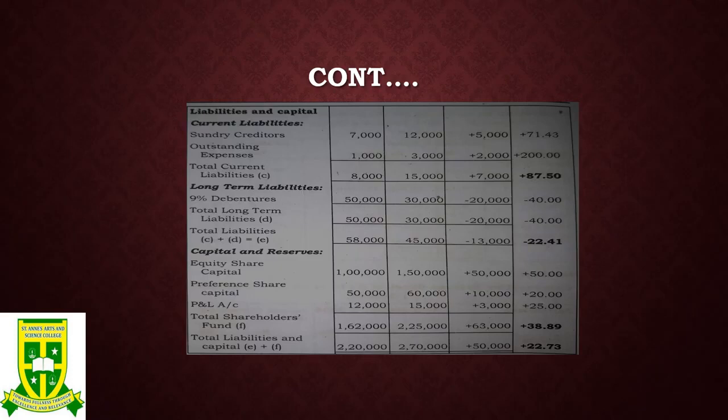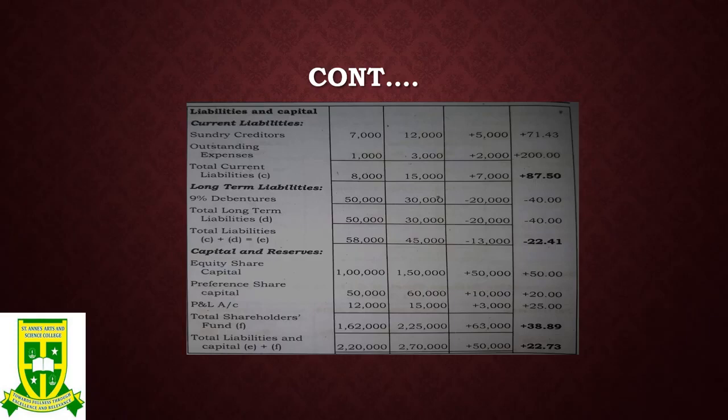Now we are going to calculate the capital and reserves. So the first one is equity share capital. It has been given as 1 lakh, and in the second year it has been given as 1,50,000. So it has increased by 50,000. So 50,000 divided by 1 lakh, you will be writing as plus 50.